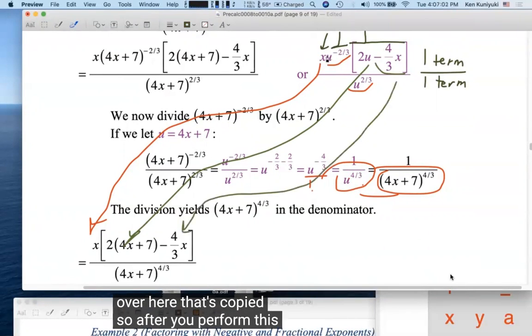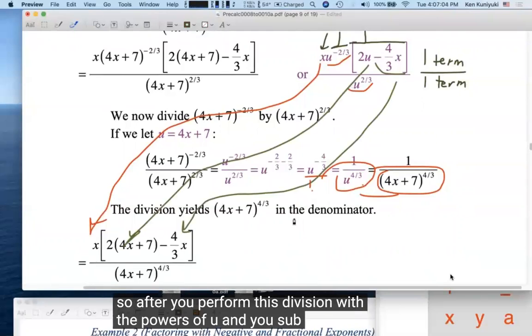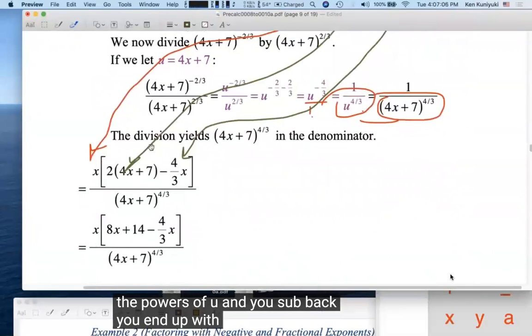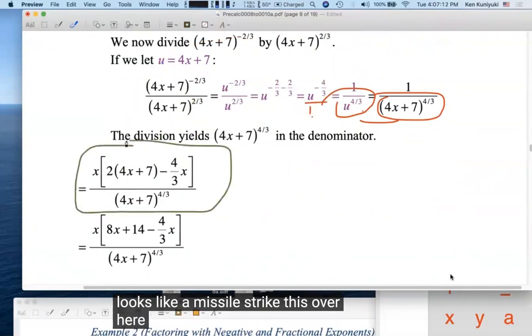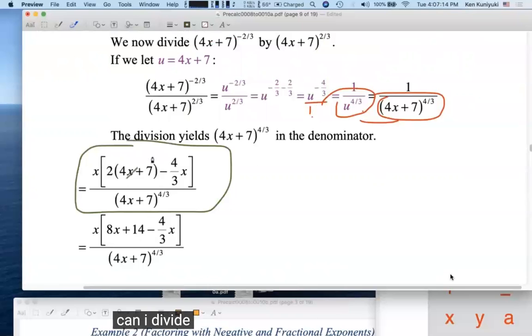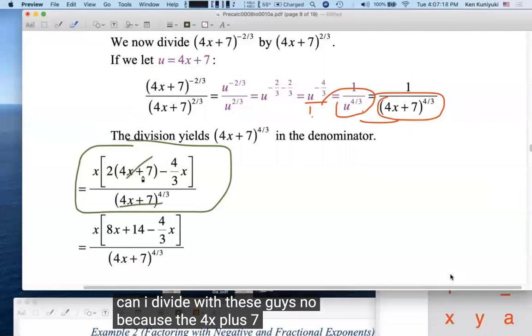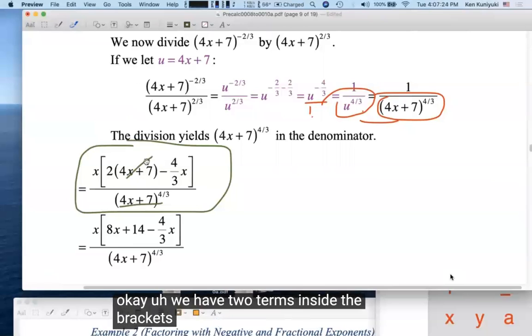So after you perform this division with the powers of u and you sub back, you end up with this over here. It's like a missile strike. This over here. Can I divide with these guys? No, because the 4x plus 7 is too deeply embedded in there. Okay, we have 2 terms inside the brackets. It's a mess.